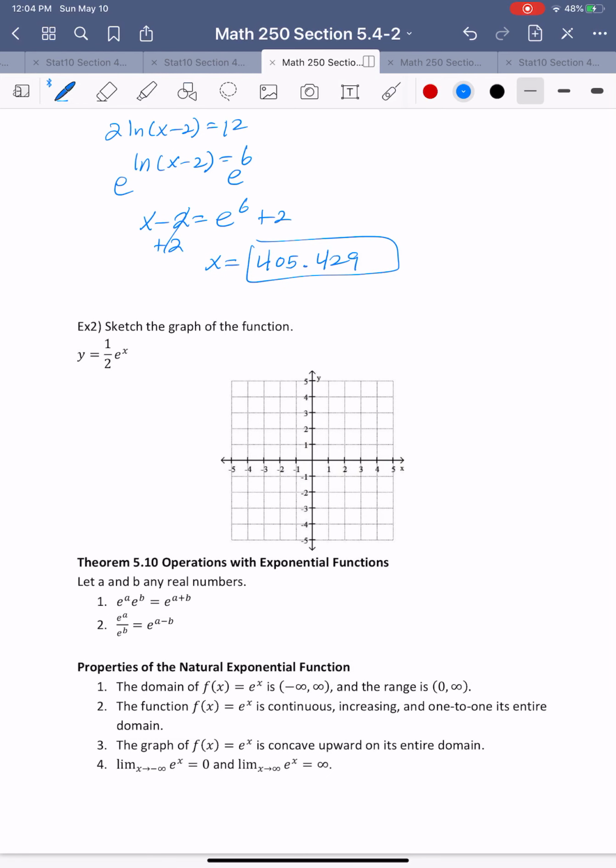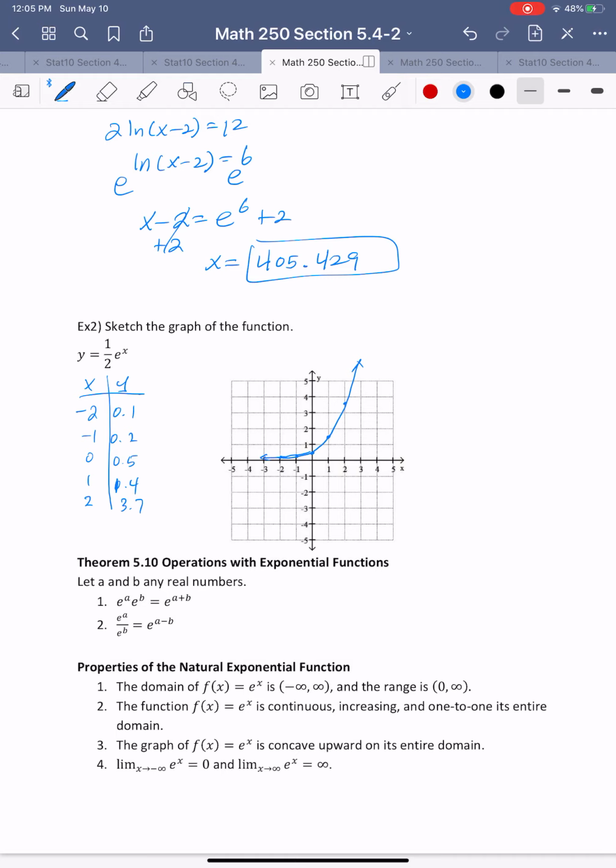Okay, example 2. Sketch the graph of the function. So this time, I want to use a table for x equal to negative 2, negative 1, 0, 1, 2. And plugging it in, you get about 0.1, 0.2, 0.5, 1.4, and 3.7. Okay, so if you connect these points nicely, that's the graph of the exponential function.